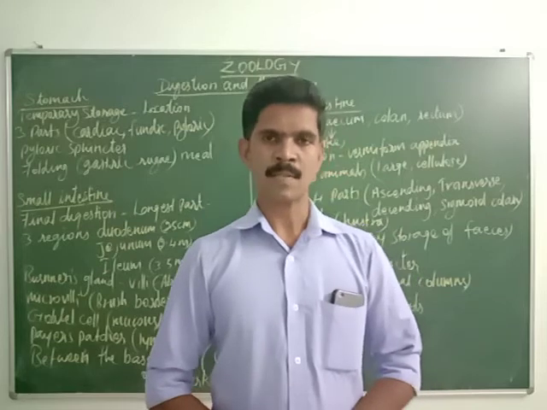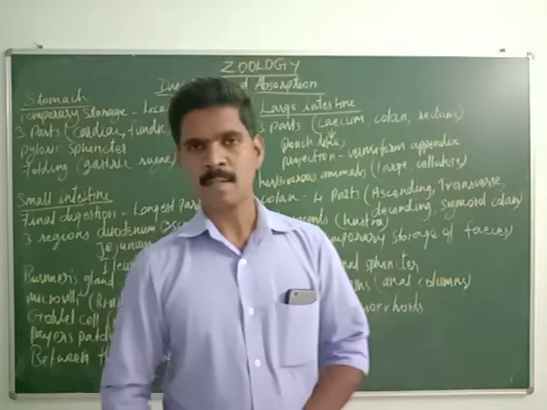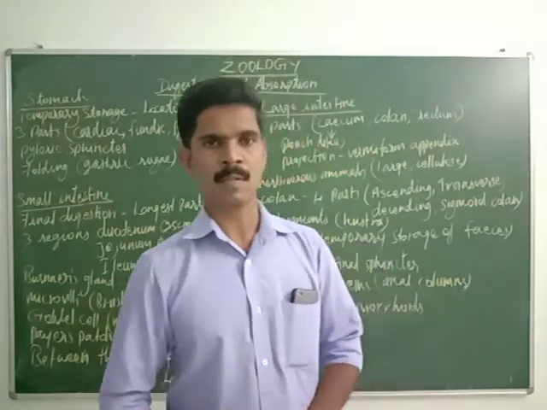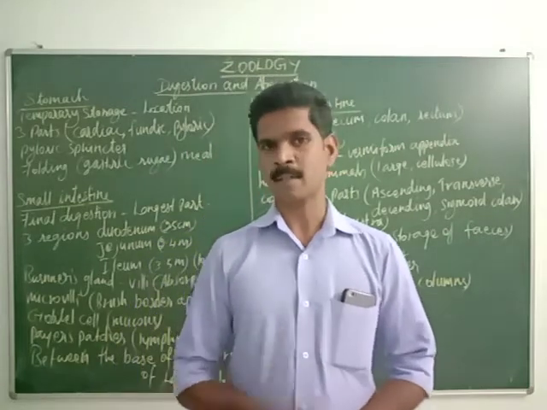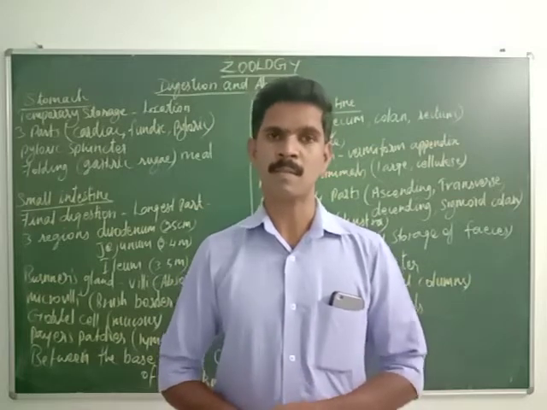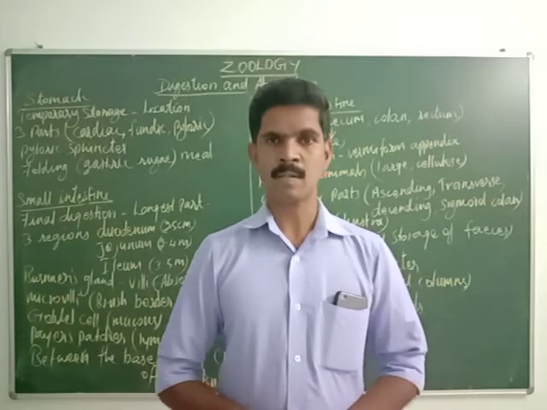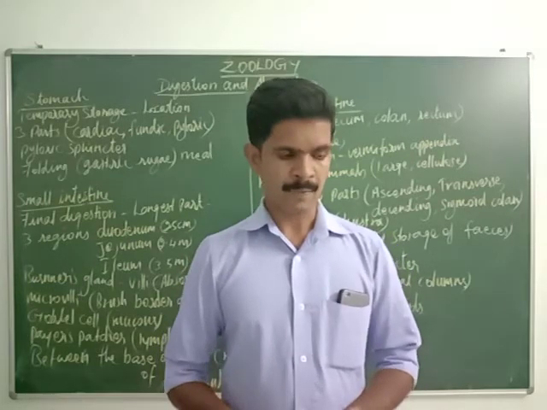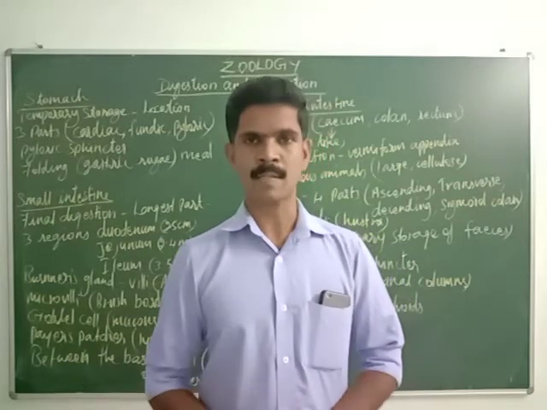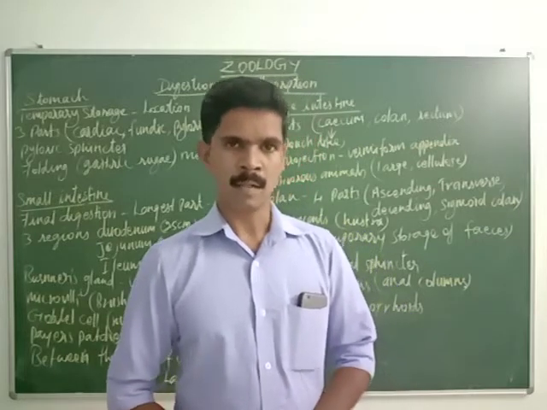In the last class, we started a new lesson, digestion and absorption. We studied some of the important organs of our alimentary canal and the five important events that take place in the digestive system. For example, mouth, buccal cavity, teeth, tongue, pharynx, esophagus. Some organs we completed in the last class.